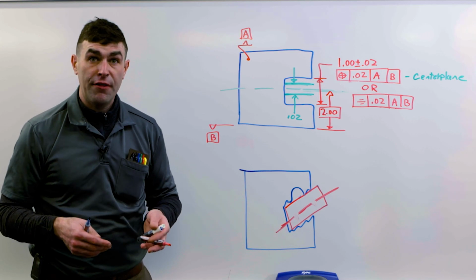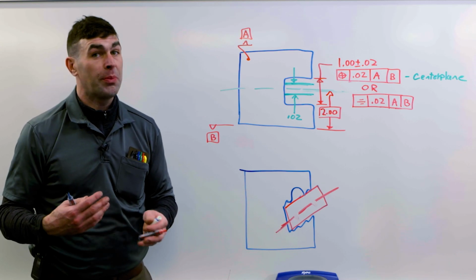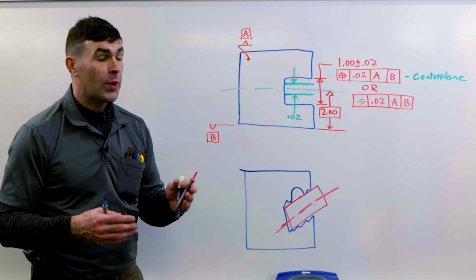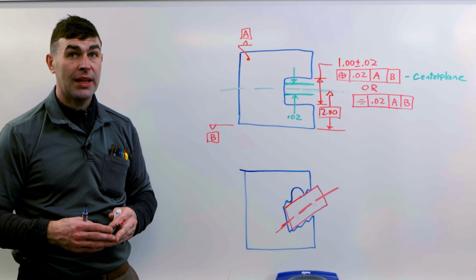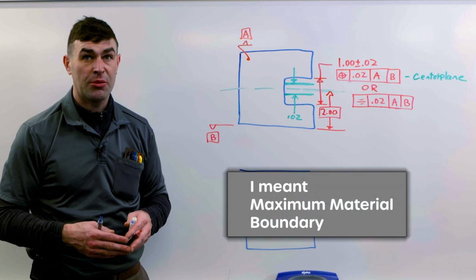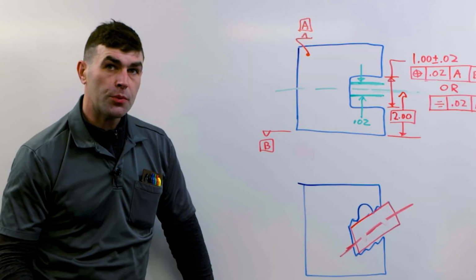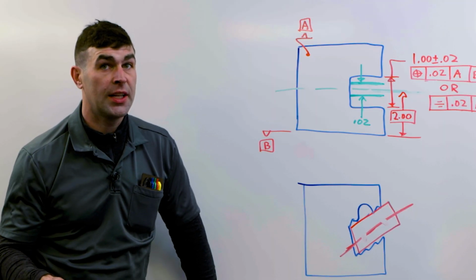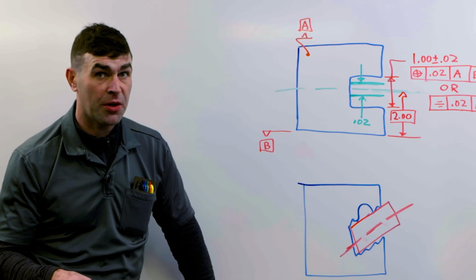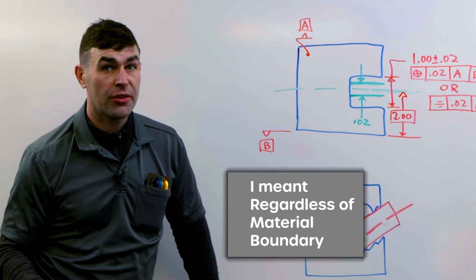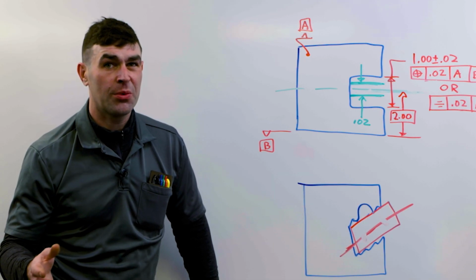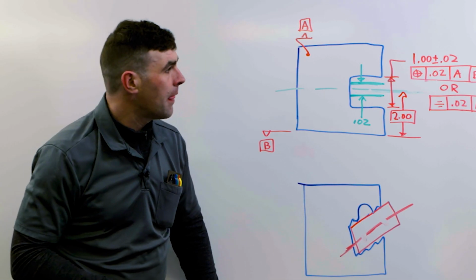Now, the other advantage with position is we can use maximum material condition. We could set the tolerance at maximum material condition, and we can have our datum references at maximum material condition. With symmetry, we can do neither, right? Our tolerance needs to be at regardless of feature size, and our datum references need to be at regardless of feature size, or the tolerance doesn't really make sense.